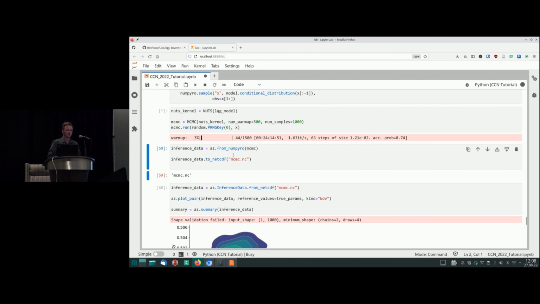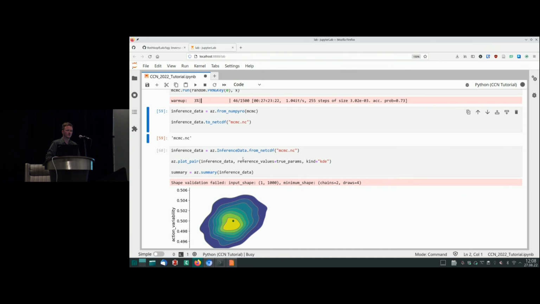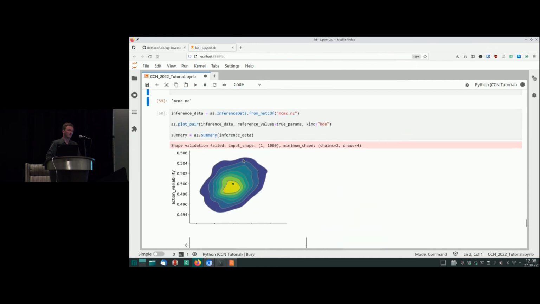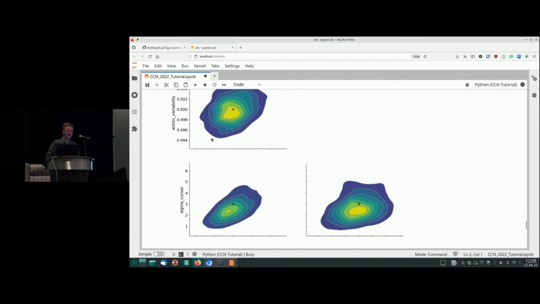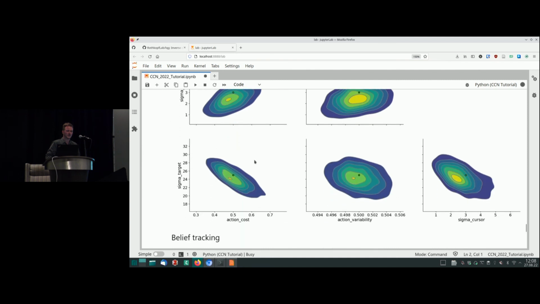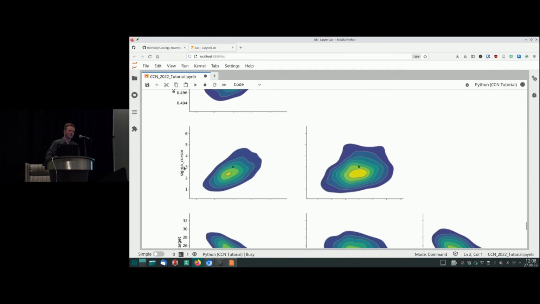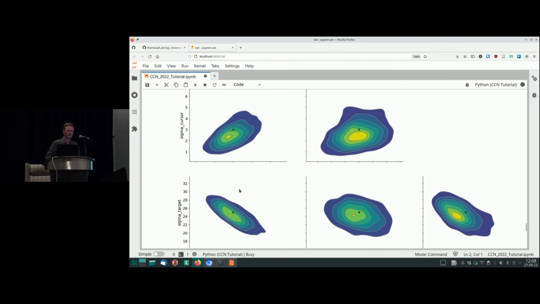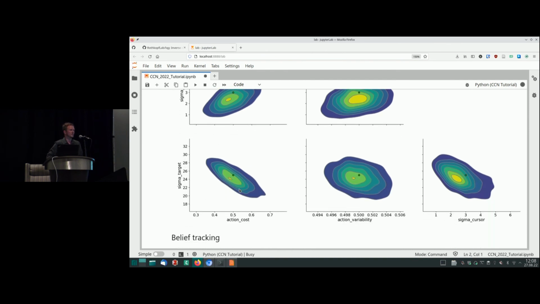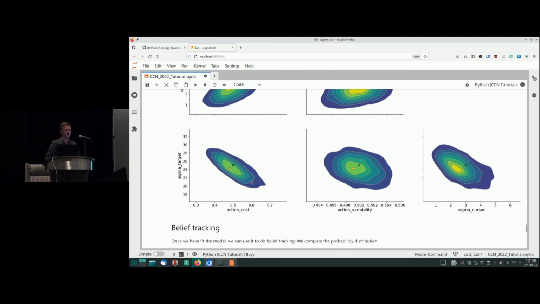But yeah, then we can look at these posterior distributions that we infer using this method, and you can see that in this case the action variability was accurately inferred. So this is a pair plot of all of these 4 parameters of the model. This is action variability and action cost, and you can see that both of these are accurately inferred. Then you have perceptual uncertainty about the cursor and action cost, and they are also accurately inferred. So in this case, we were lucky and we got nice posterior distributions. And so what can we do with these posterior distributions now?